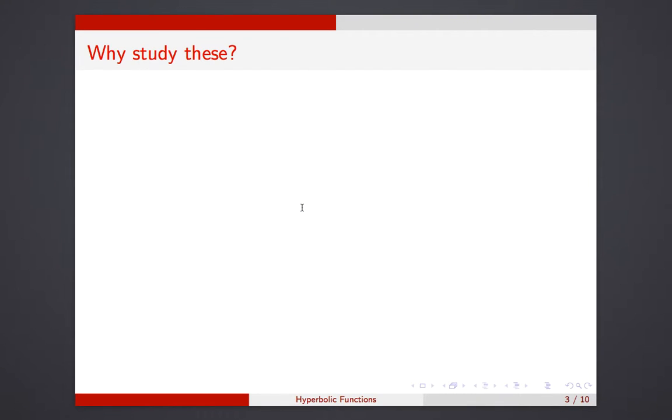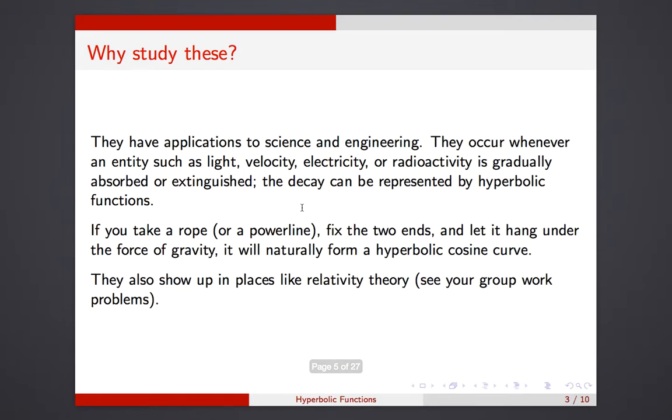So the first question, why study these functions? Because they have applications mostly in physics and engineering. Science is a pretty generic term, but physics is what I have in mind. These functions occur whenever an entity such as light, velocity, electricity, or radioactivity is gradually absorbed or extinguished. The decay can be represented by one of these functions.